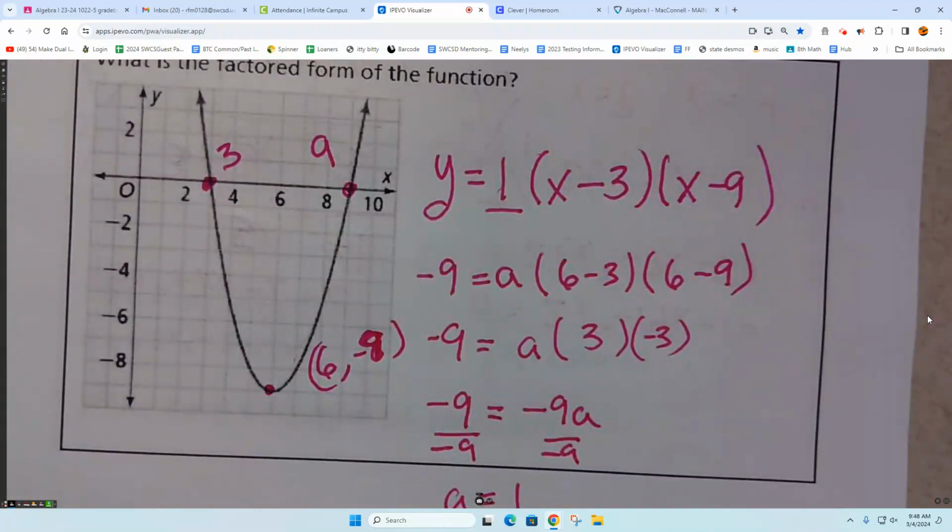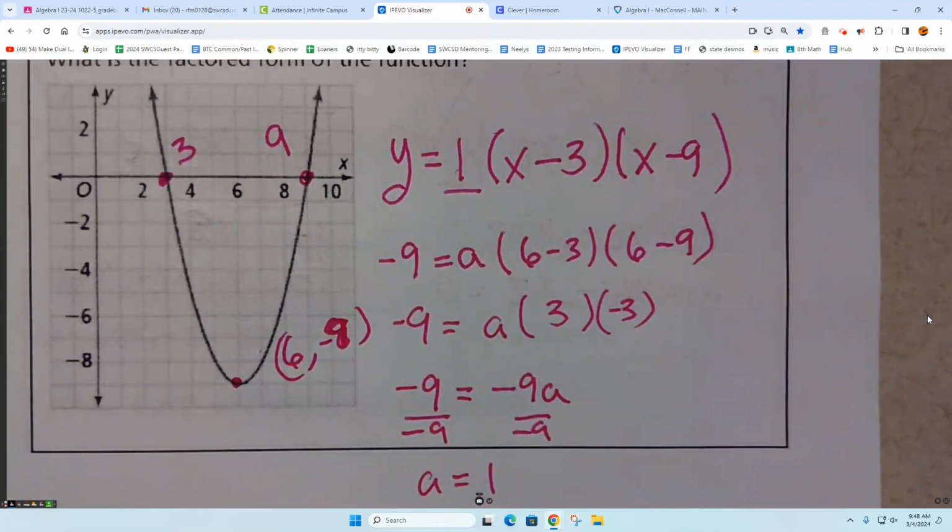Doesn't that mean it's just the same thing? It's just the same thing. Did I have to write the 1 there, Brody's asking? No, I didn't have to write it there, but I had to figure out if there was a number there. Because these zeros will tell us that it hits 0, but it's not going to tell us how wide or narrow it is. Okay?